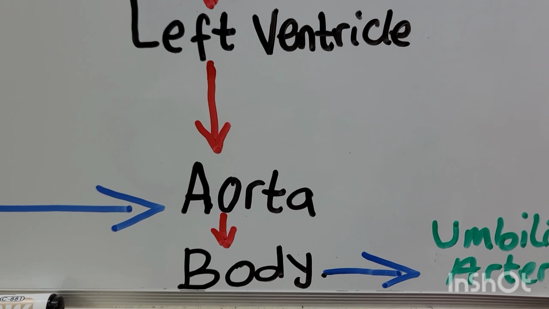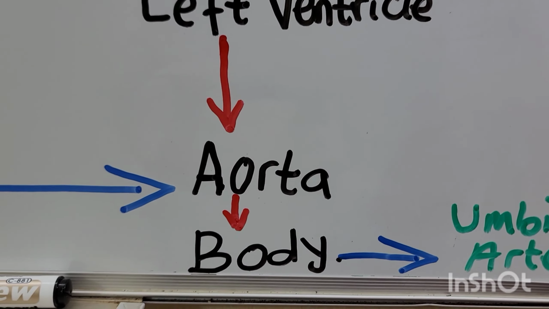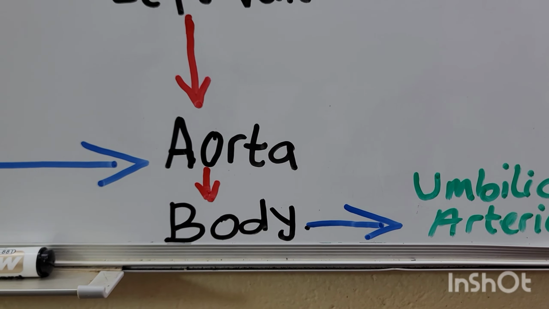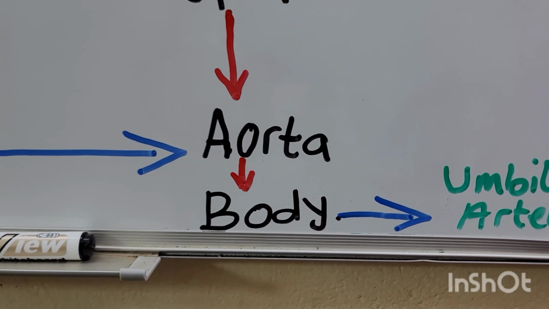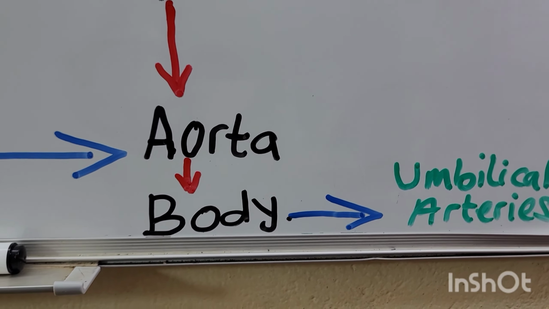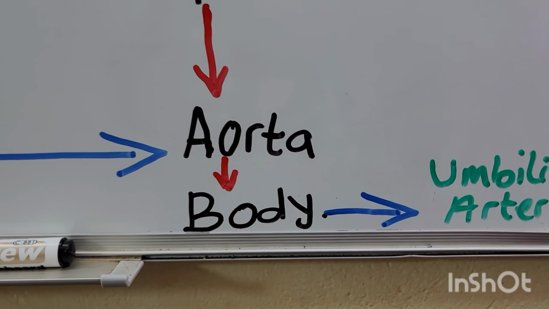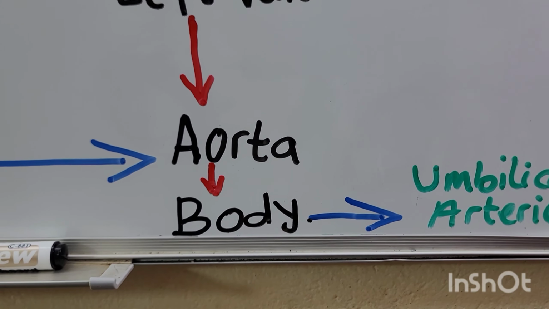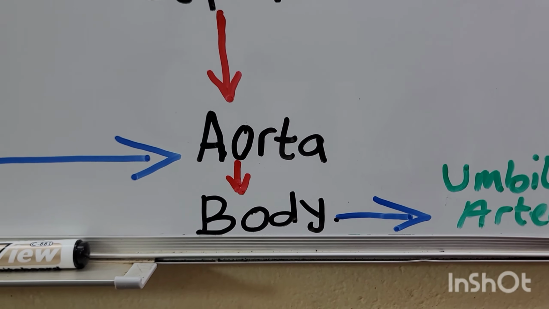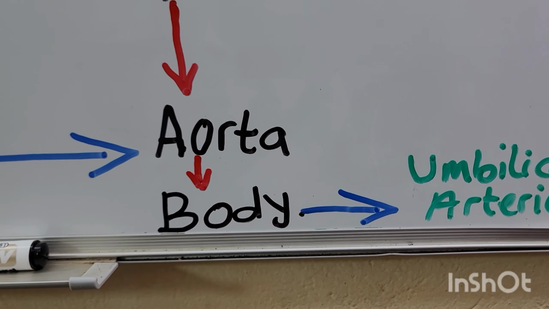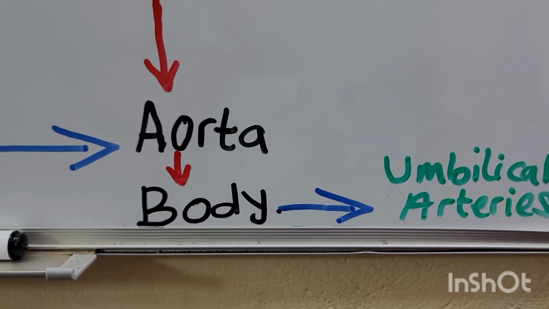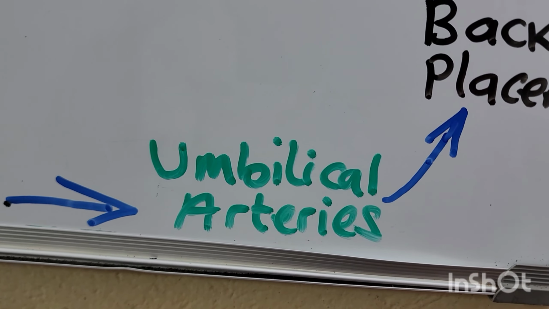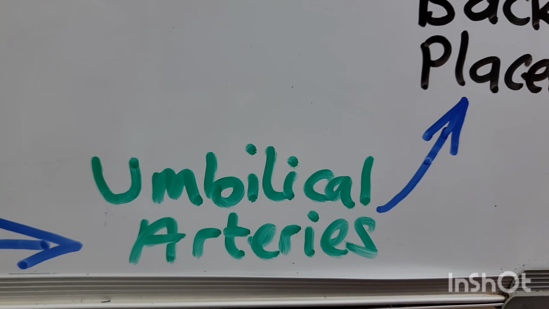So now this blood will be supplied to the different body parts of the growing fetus, and eventually the descending aorta will move down and then split into the common iliac arteries. You're going to have the right and then the left common iliac arteries, which will also eventually break into the external iliac arteries and then the internal iliac arteries. And on the internal iliac arteries, we are going to have these beautiful arteries which we call the umbilical arteries.